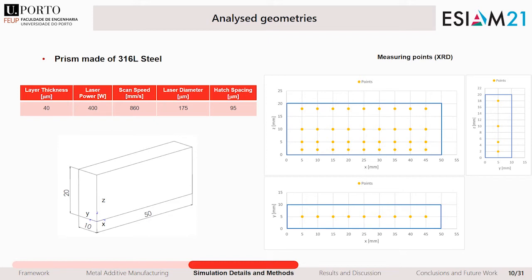For the prism made of stainless steel, 3 surfaces have been scanned using X-ray diffraction techniques, and you can see on the right of this slide the mesh of points that were measured using this technique.